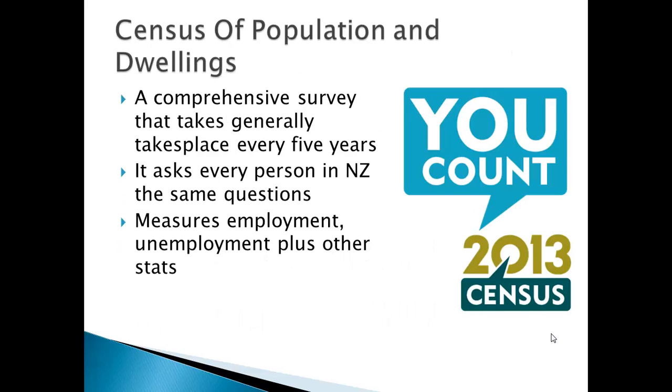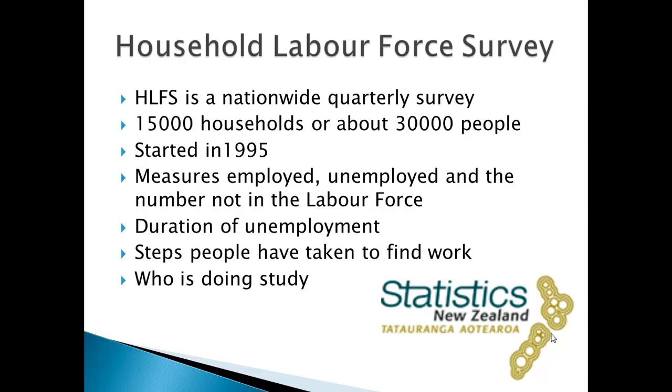Census of population and dwellings is a survey that takes place every 5 years, and it asks every person and uses the same question, and it measures employment, unemployment and other stats. And the household labour force survey is a quarterly survey. I said 18,000, but it's about 15,000 households of 30,000 people.